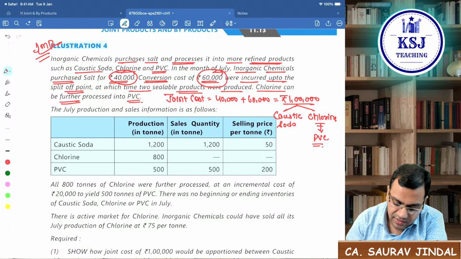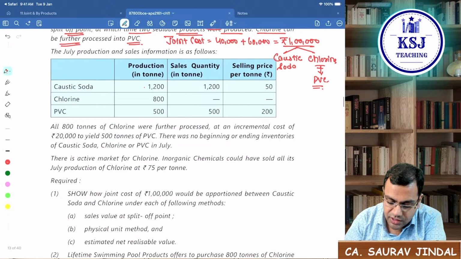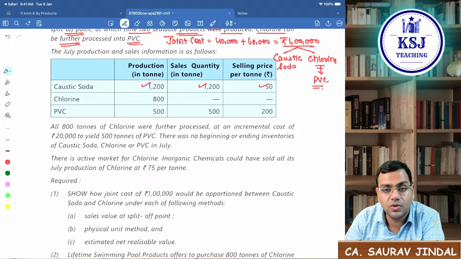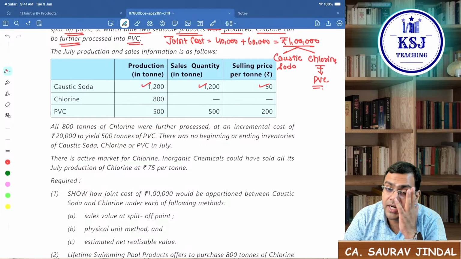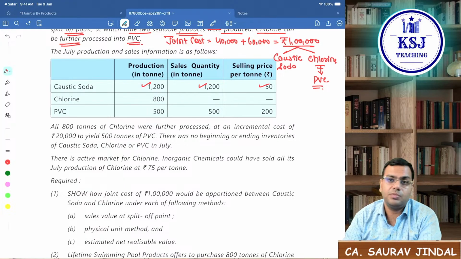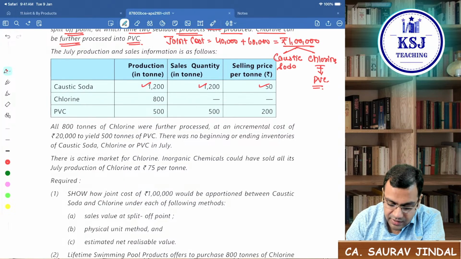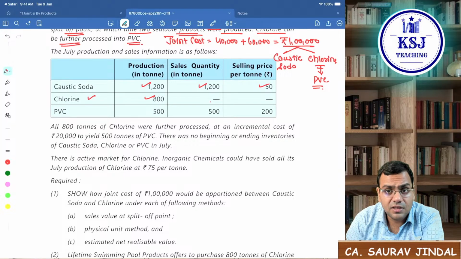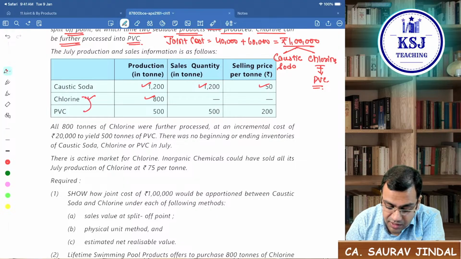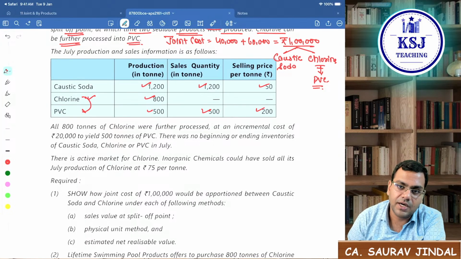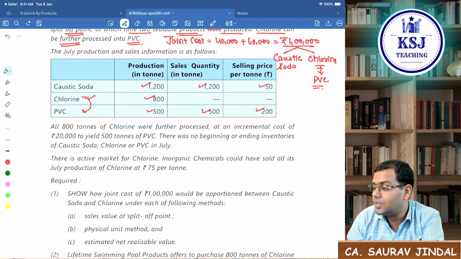Now, what is the information given? Caustic soda production is 1200 units, sale is 1200 units, selling price per ton is 50. That is, caustic soda you are selling as such. Whatever quantity you get at the split off point, the whole of that quantity you are selling at 50 rupees per ton. Chlorine 800 production, but there is no sales. Why is there no sales? Because the whole of this chlorine is being converted into PVC. What is the PVC you are getting? 500 production, 500 sales at 200 rupees per ton.